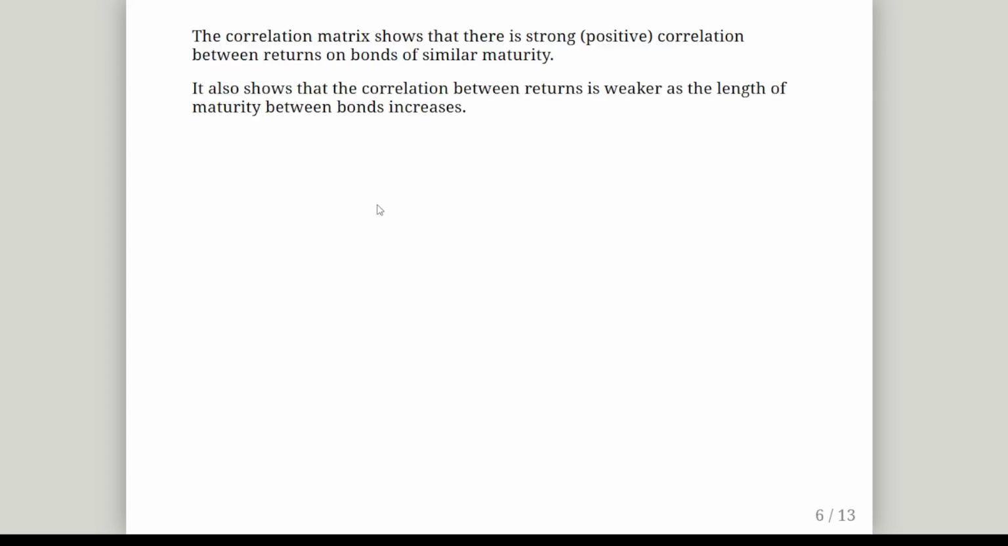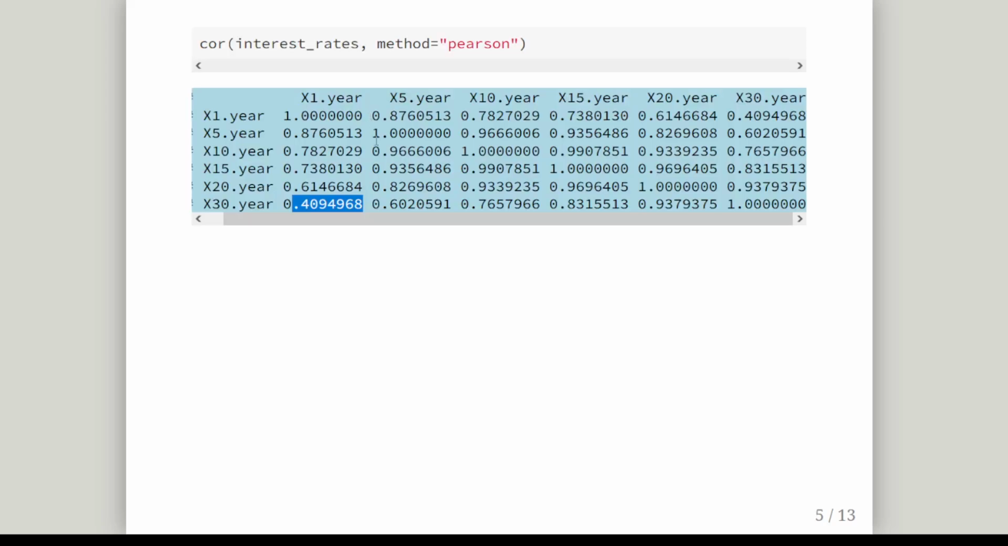So the interpretation: the correlation matrix shows that there is a strong positive correlation between returns on bonds of similar maturity. And it also shows that the correlation between returns is weaker as the length of maturity increases. Let's go down that row there.